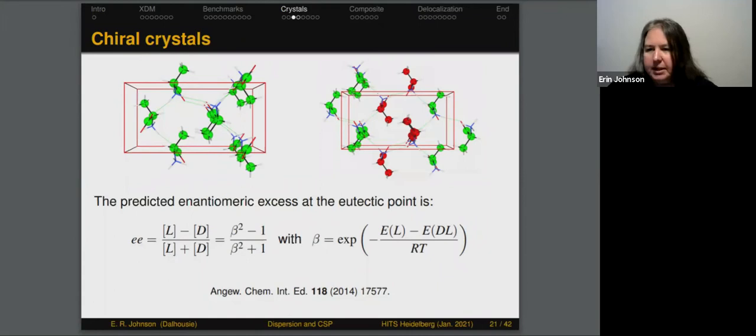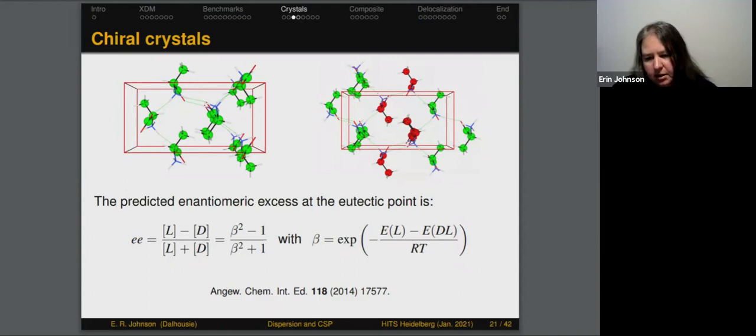The first is a conglomerate, where you have a single enantiomer in the molecular crystal. The second is a racemate crystal, where you have both enantiomers together in a crystal in a one-to-one stoichiometric ratio. So experimentally, you can set up a ternary phase equilibrium between the conglomerate crystal, the racemate crystal, and dissolved enantiomers in solution.